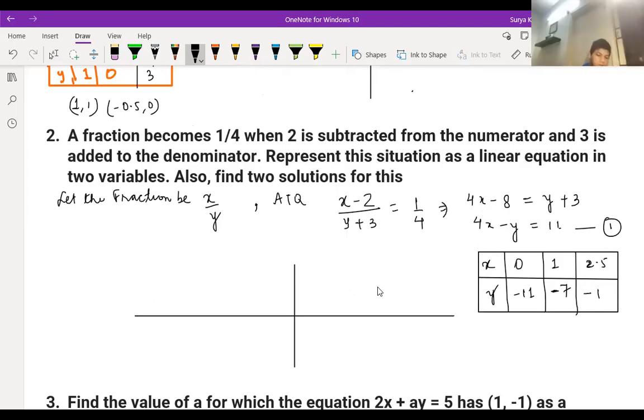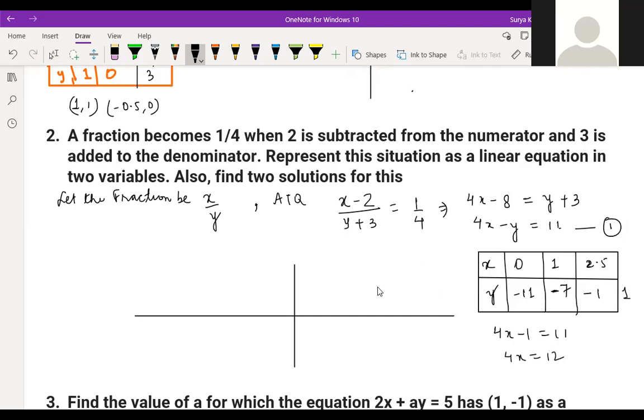And then the second one, if y is equal to 1, then x is equal to 3. Yes, sir. Okay, 4x minus 1 is equal to 11, so 4x is equal to 11 plus 1, which is 12. Yeah, we will get the same answer.